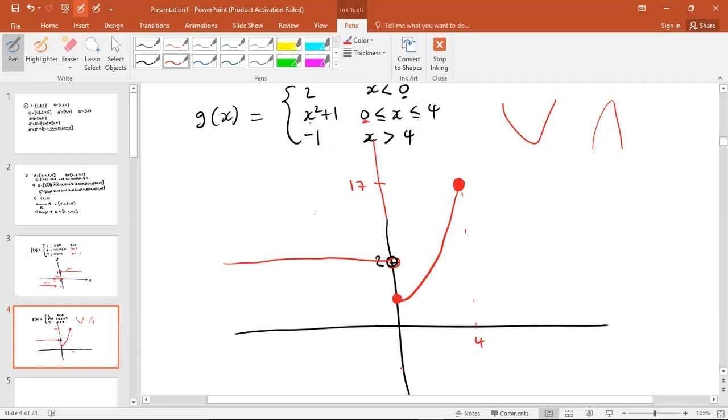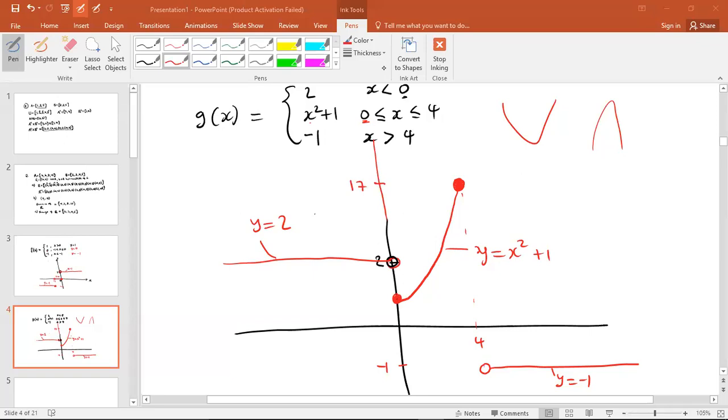Then -1. So -1 somewhere here. So you say y is -1. And it starts from 4. So it starts from 4 there on -1. And it's open, saying greater than 4. So it goes all the way this side. And we don't know where it's ending. So this is our y is equals to -1. Then this is our graph. Our y is equals to x squared plus 1. Then this is our y is equals to 2. So that's how our function will look.